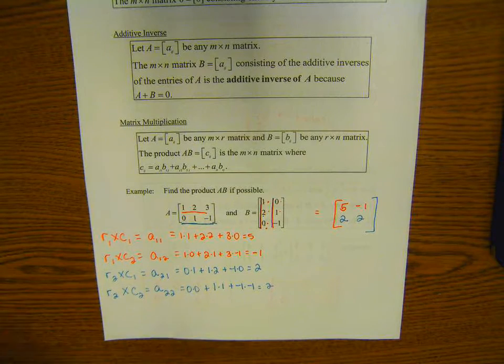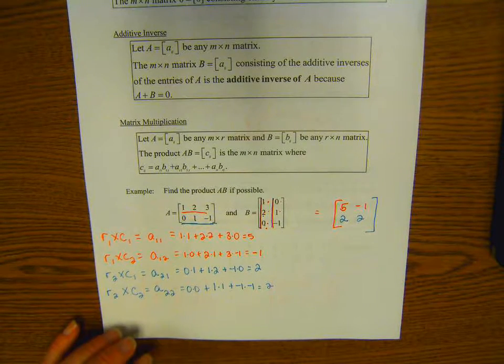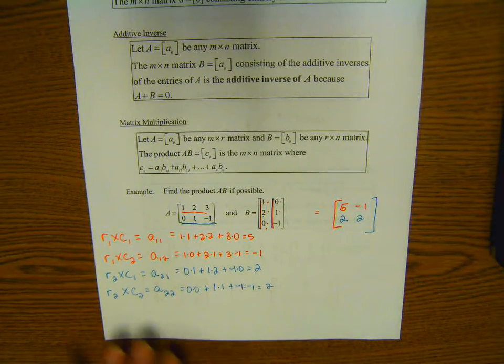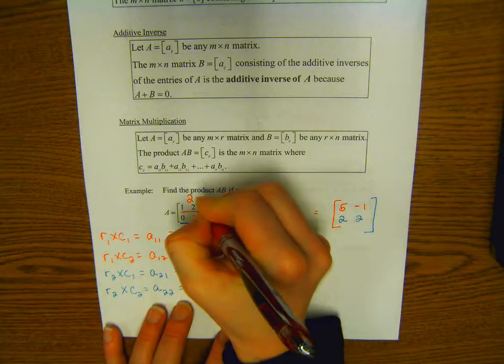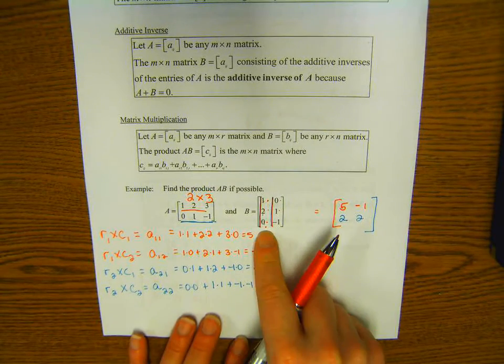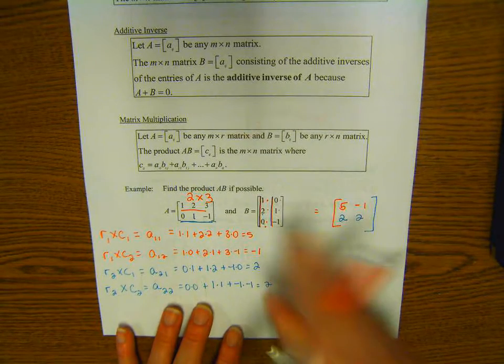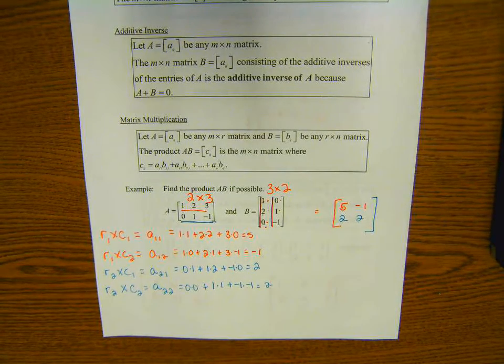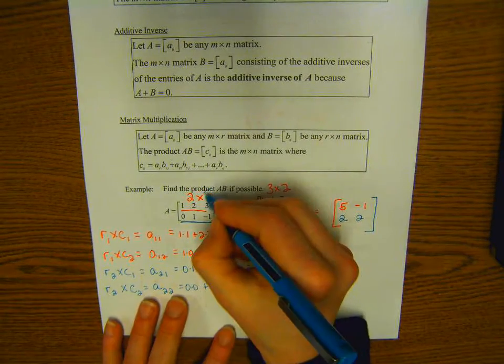And so that brings up a good point, Carmen. How do you figure out what the new dimensions are going to be? So I think probably Mr. Staublin taught you this, but what are the dimensions of matrix A? 2 by 3. And what are the dimensions of matrix B? 3 by 2.